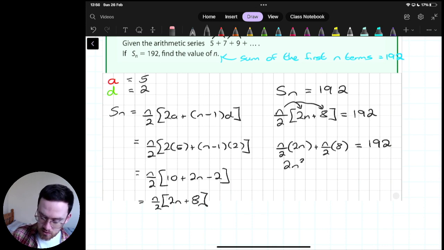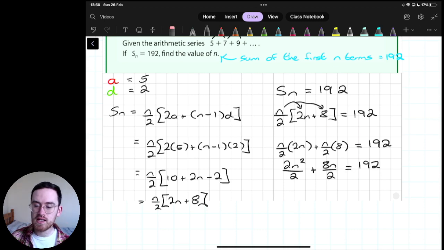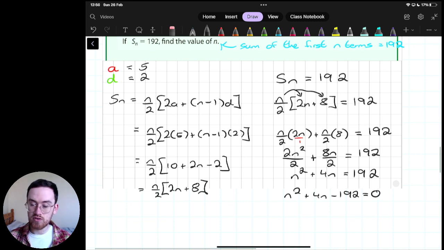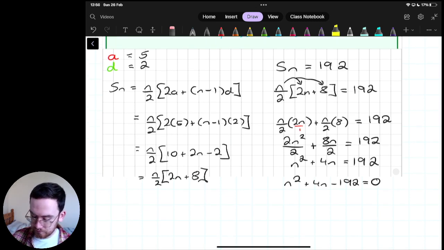That gives me 2n squared over 2 plus 8n over 2. What we're doing there is just working with our fractions, thinking of that as maybe 2n over 1, if you like. We multiply the top by the top and the bottom by the bottom, and that gives me 2n squared over 2. 2n squared over 2 just breaks down to n squared. 8n over 2 goes down to 4n, equal to 192. And what we have now is a quadratic equation. We bring over that 192 to the other side, and get a standard enough quadratic equation here.